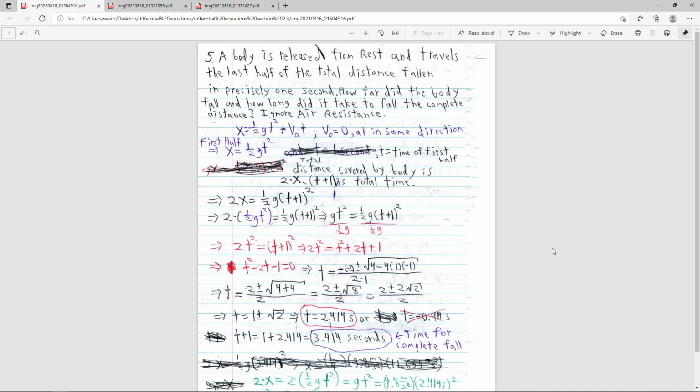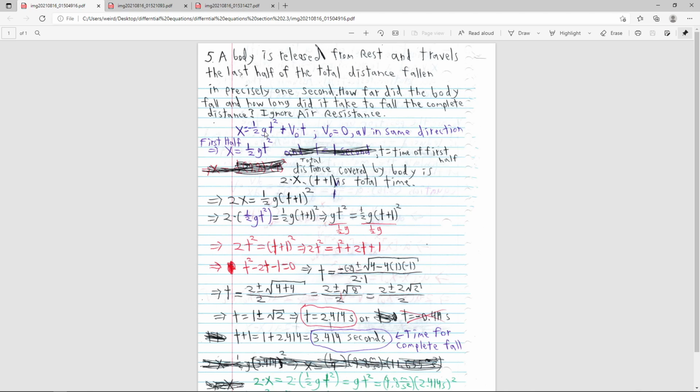x equals 1/2 gt squared plus v0t, and v0 equals 0. So x equals 1/2 gt squared is the equation we'll use. And g is gravitational acceleration, of course, towards Earth. It's 9.8 meters per second squared. That's always going to be involved whenever you have the Earth working against you. You have the acceleration due to gravity. For anything that takes place on Earth, we'll have that value as an approximate formula.